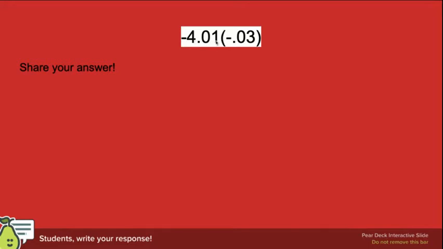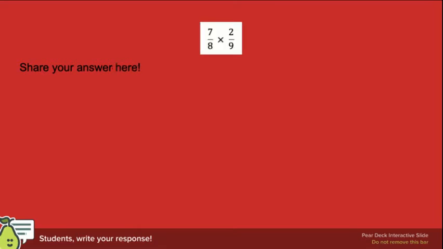You could think of this as 401 times 3, and that is 1,203. And then we know we have 1, 2, 3, 4 decimal places. So from 1,203, you will need to move the decimal place to the left 4 times, which leaves us with the answer 0.1203. I also want you to recognize we have 2 negative numbers, which means our final answer will be positive. So the final answer here would be 0.1203. Again, this is like the example 1 video.